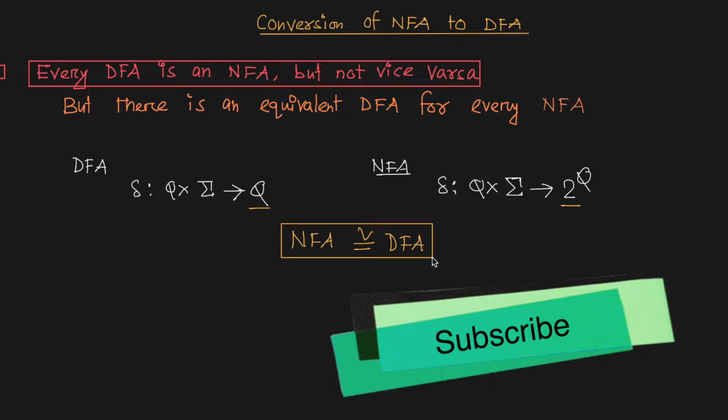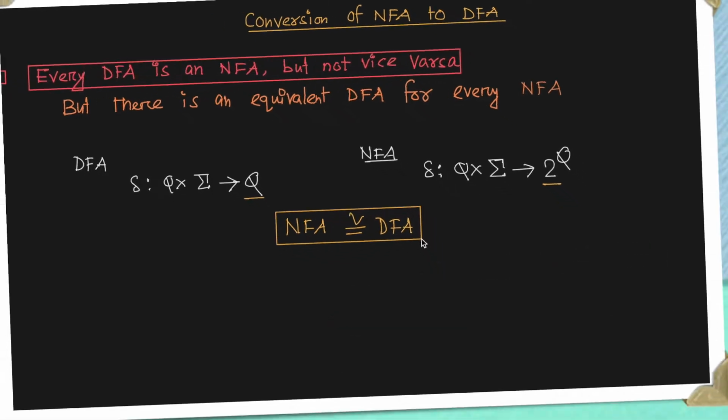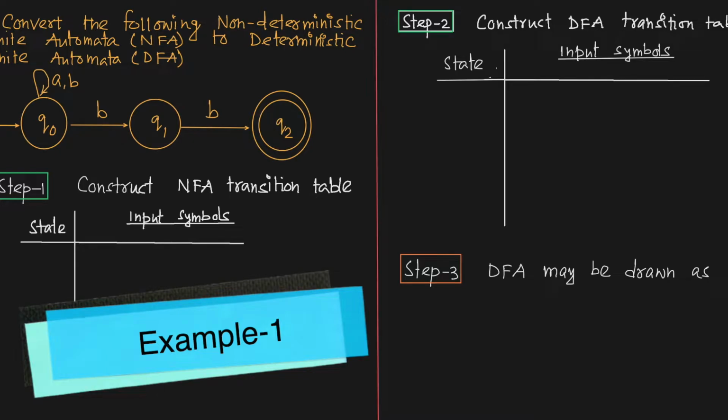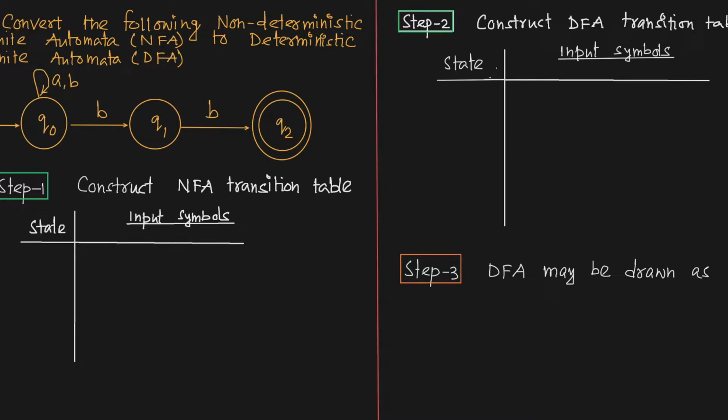So let us consider an example. Non-deterministic finite automata, that is NFA, to deterministic finite automata, that is DFA. This is the diagram for the NFA. So we have to convert this to an equivalent DFA. Okay, so first step, step 1, construct NFA transition table.